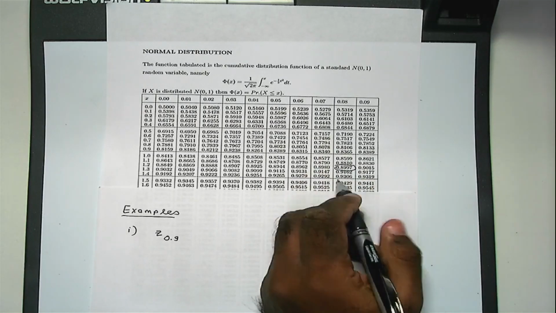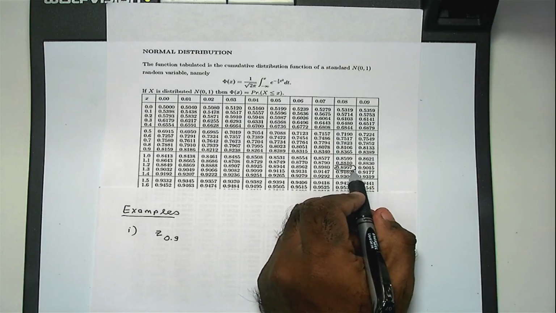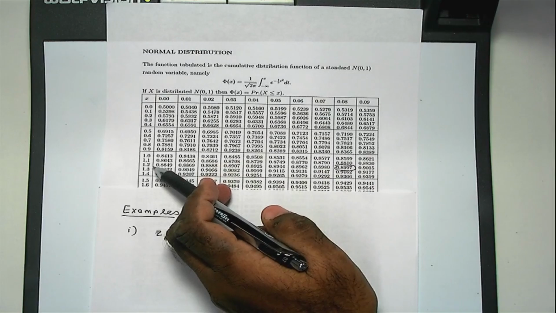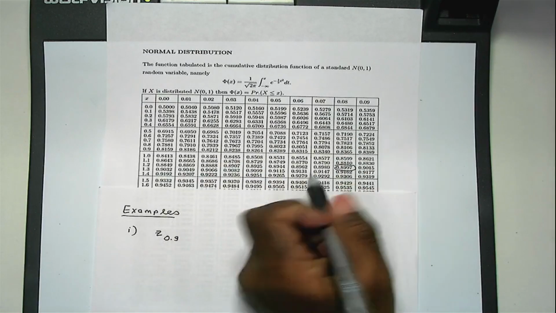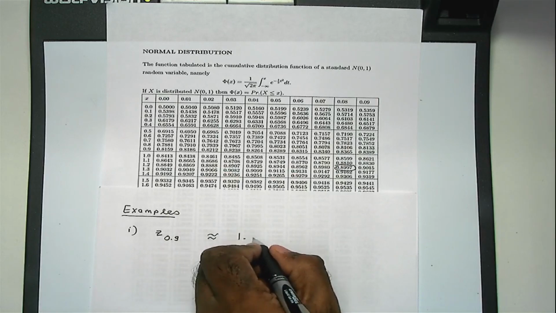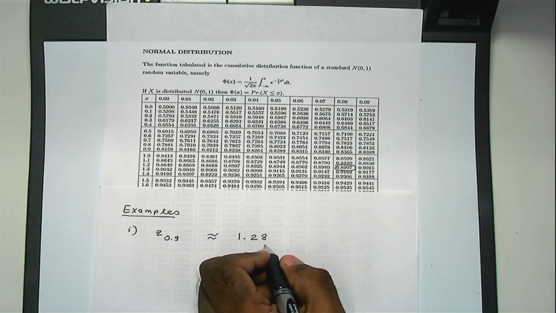8997, right? And this corresponds to a value of 1.208. So this is approximately equal to 1.28. Okay. Another example.